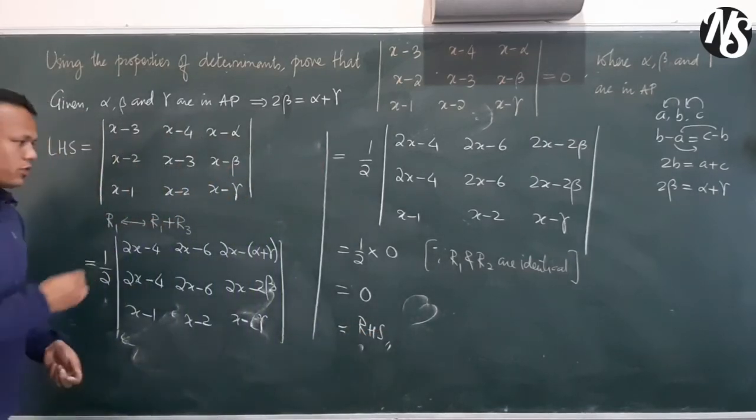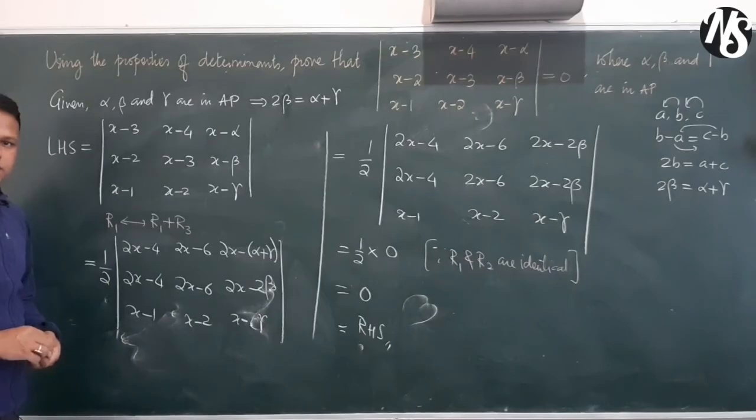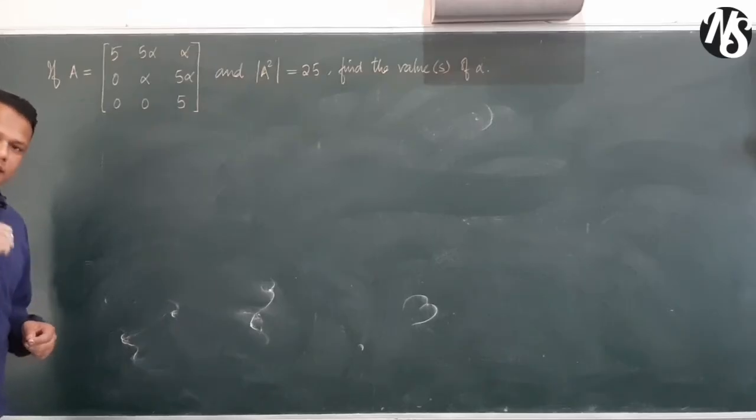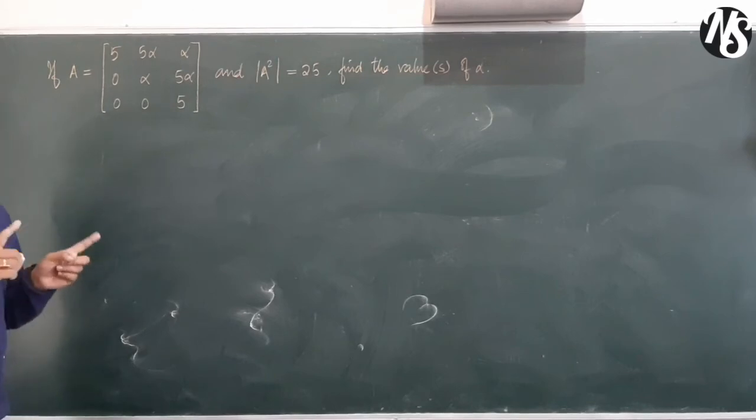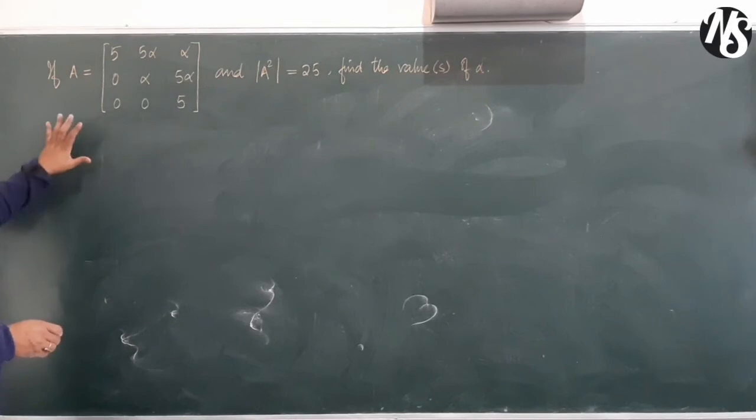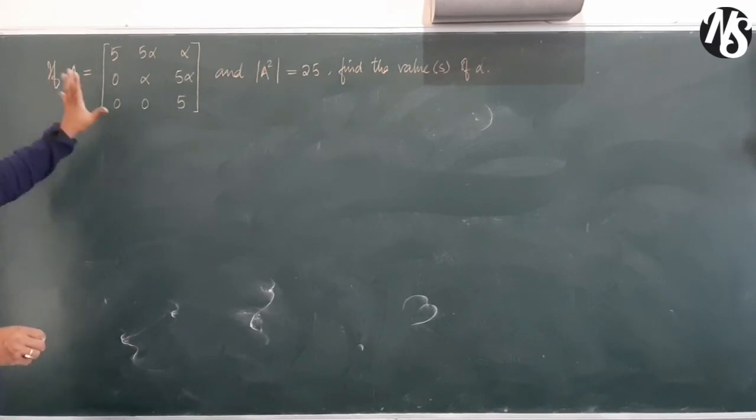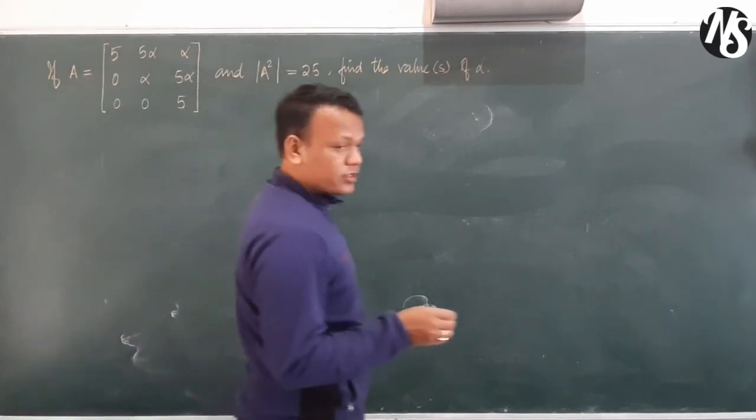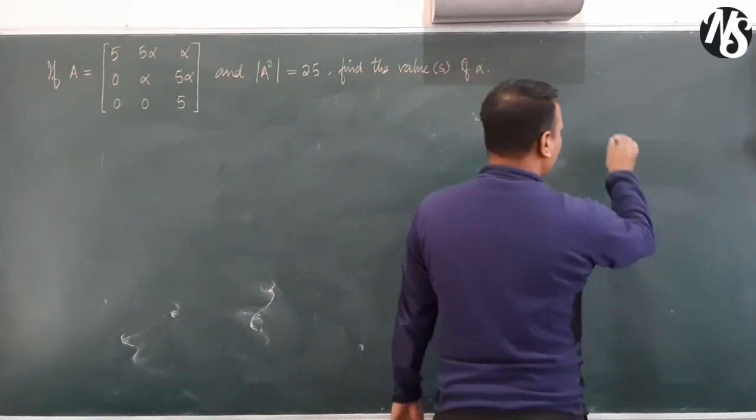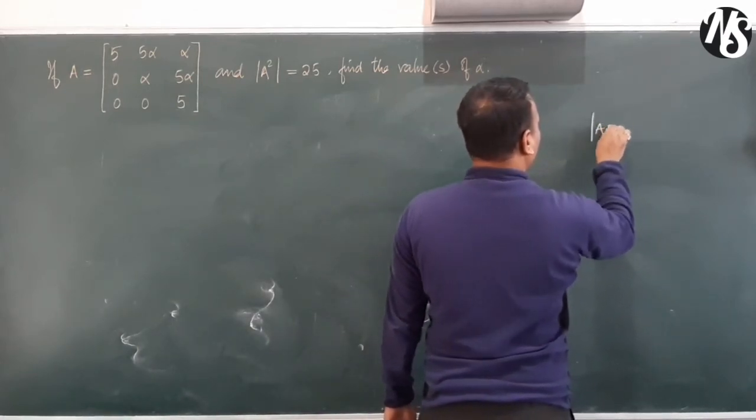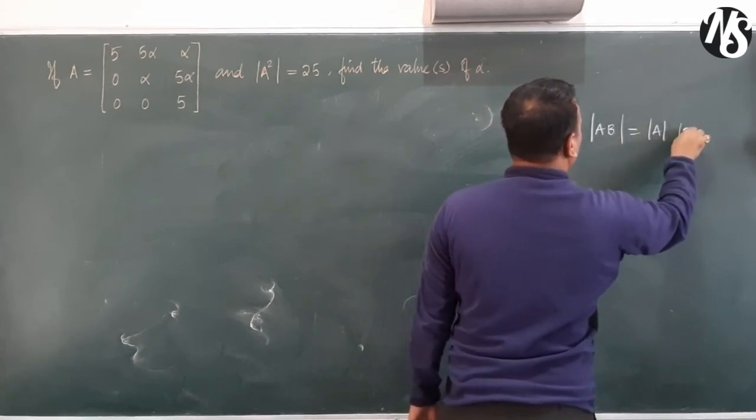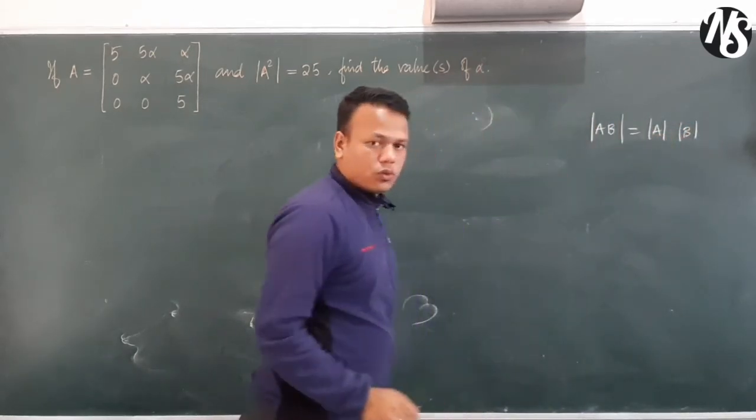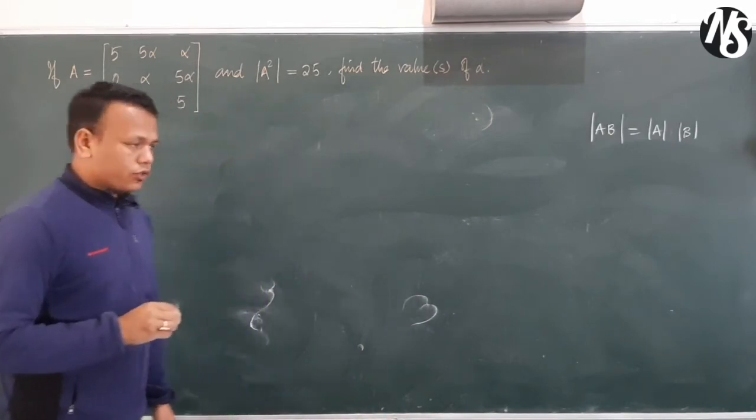Pause the video and note down your solution. So let's have a look at the last question for the day, and in the next class also we are going to continue with the same thing, that is the properties of determinants. For doing this kind of sum, there is a special result, or rather a formula. Determinant of AB will always be equal to determinant of A into determinant of B. You need to know this formula in order to solve this.